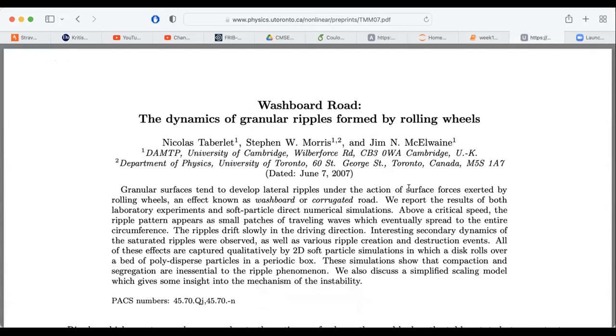So this is a scientific article which was written some years ago, Dynamics of Granular Ripples Formed by Rolling Wheels. And you can actually show that depending on the speed of the cars which pass this gravel road, you can form washboards or not. So there's an interesting application of what we normally call micrometer level physics with interesting applications of friction and actually mechanics. So if you're interested in that, we actually do have people who do research on that at the Department of Physics.